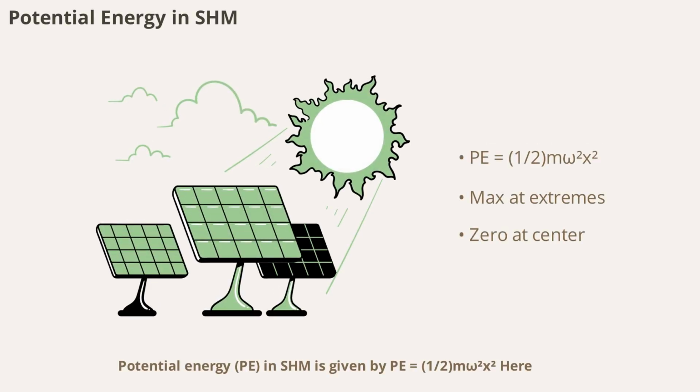Potential energy, PE, in SHM is given by PE = 1/2 m ω² x². Here, x is the displacement from the equilibrium position. This means that as the object moves away from the center, its potential energy increases, reaching a maximum at the extreme points. The interplay between kinetic and potential energy ensures that the total energy remains constant, provided there's no damping or external force acting on the system.